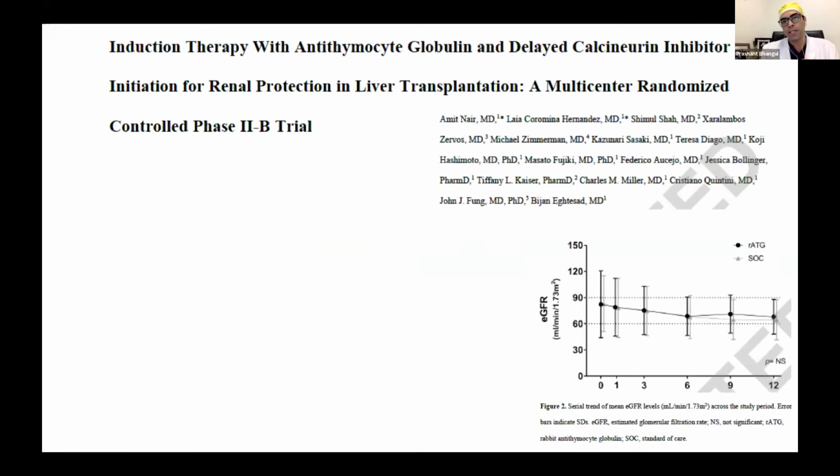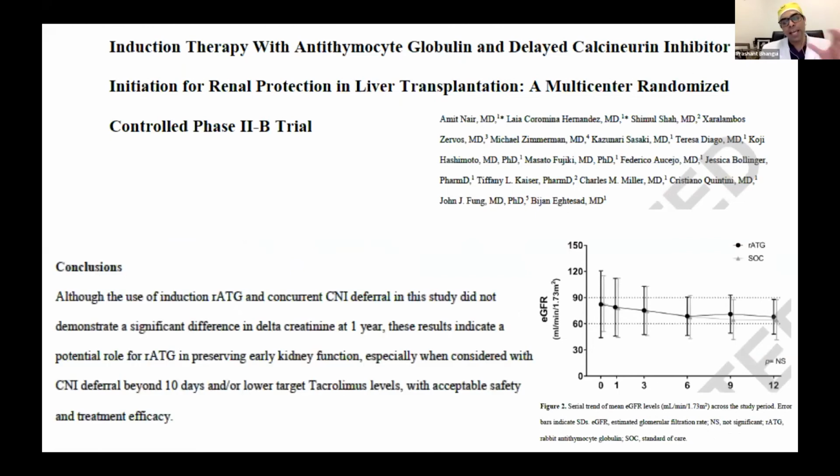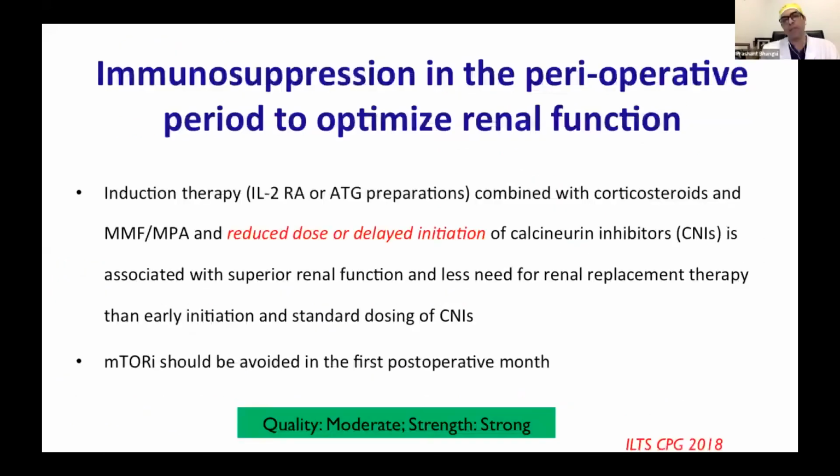It's in Transplantation. And this is where ATG has been tried with delaying calcineurin inhibitors. Again, finding that although there was no significant difference in the effect on delta creatinine, yet they found that when it was used in CNI deferral patients beyond 10 days with a lower target tacrolimus level, acceptable safety and treatment efficacy. So I think the consensus has been that induction therapy combined with corticosteroids and MMF with reduced dose or delayed initiation of calcineurin inhibitors is associated with superior renal function and a lesser need for renal replacement therapy than early initiation and standard dosing.